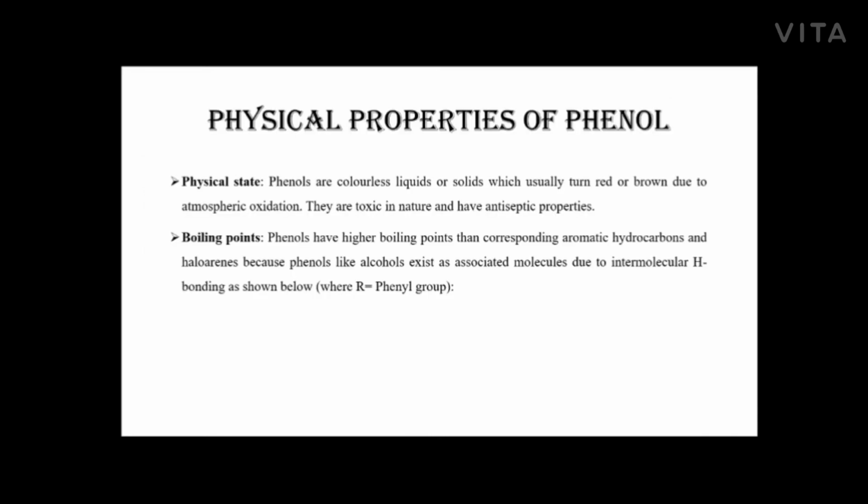Next, if I talk about the physical properties of phenol, physical properties are very simple for phenol. If I talk about the physical state, phenols are basically colorless liquids, or they can be solid. It totally depends upon the molecular mass of the phenols. Because phenols get easily oxidized, in the atmosphere phenols turn red or brown in color due to atmospheric oxidation. As I have mentioned, they get easily oxidized, and they are also toxic in nature and have some antiseptic properties.